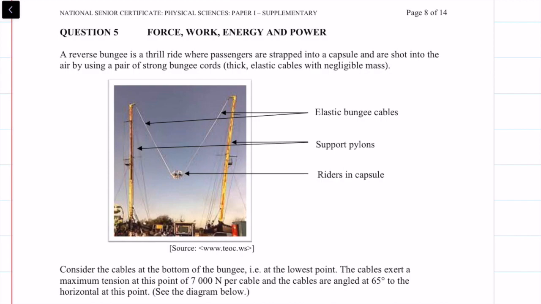So a reverse bungee is a thrill ride where passengers are strapped into a capsule and are shot into the air by using a pair of strong bungee cords. And the cords can be considered massless. If you go on YouTube, they're quite interesting, and a couple of them have actually broken. It's quite an interesting device and looks pretty fun.